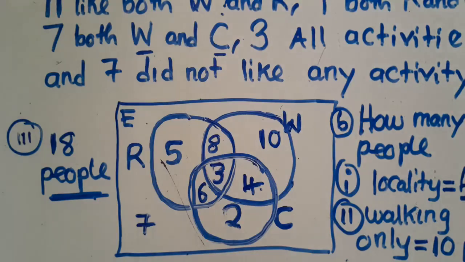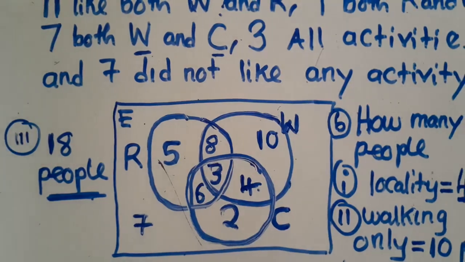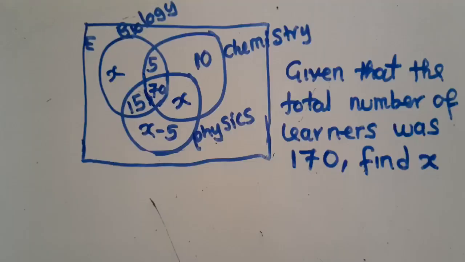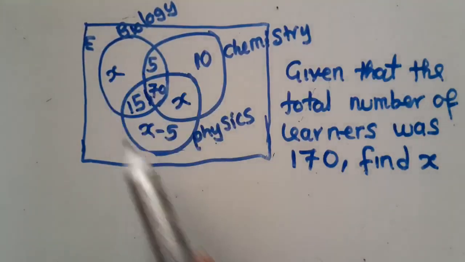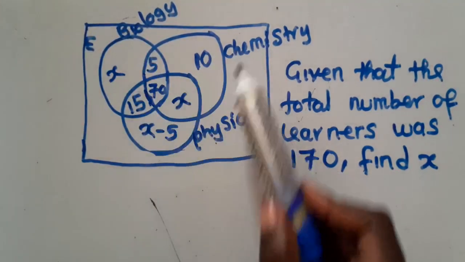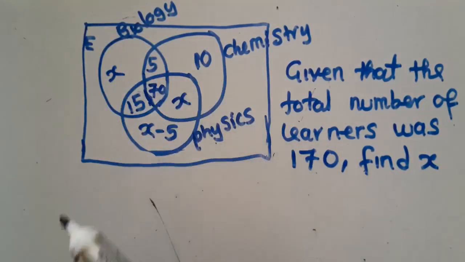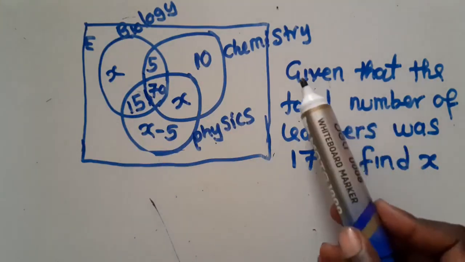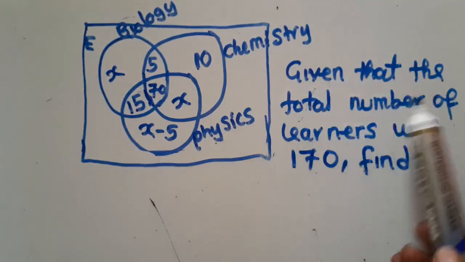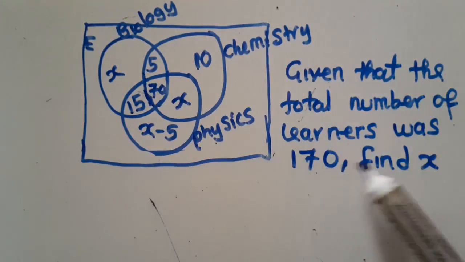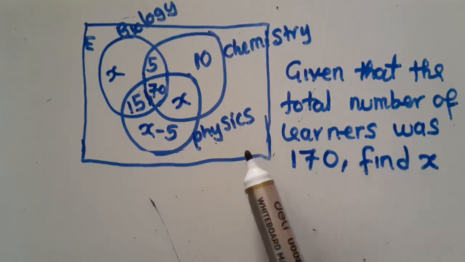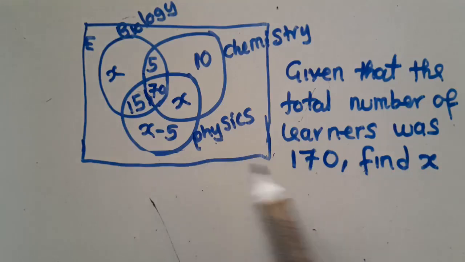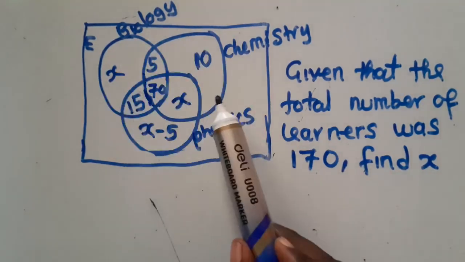Let us now look at the last question that we'll do in this revision. Then I give you one question that you are going to try out. So this is the question. You're given these sets. We've got biology, chemistry, and physics. These are 3 sets which you are given. The question is saying, given that the total number of learners were 170, find x. How do you find x?